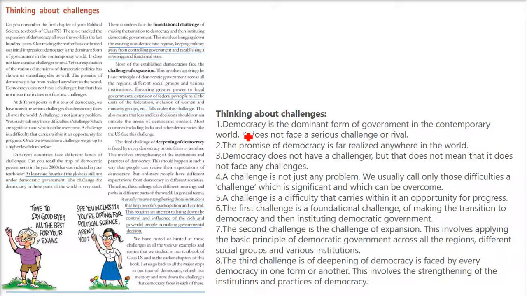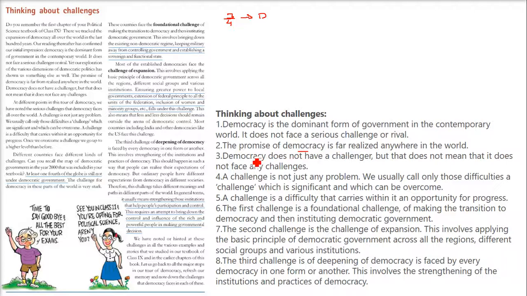So democracy is the dominant form of government in the contemporary world. That is, 3/4 of the world's countries, they are democratic countries. But the promise of democracy, what democracy provides us, what democracy gives us, what are the possibilities of democracy, is not still being realized anywhere in the world.